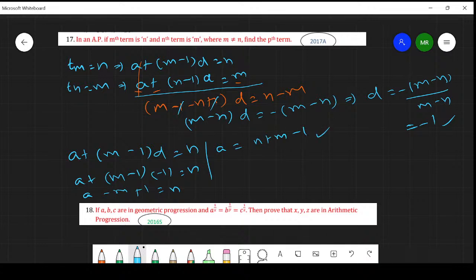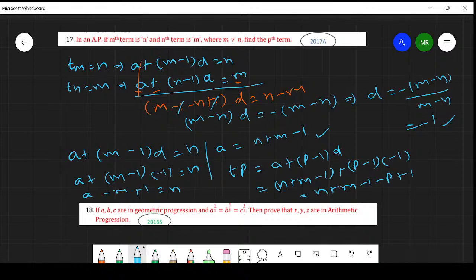They are asking for the pth term. I want Tp, so I write a plus (p minus 1) into d. The value of a is n plus m minus 1, plus (p minus 1) into d, where d is minus 1. So this will be n plus m minus 1 minus p plus 1. Now I can eliminate minus 1 plus 1, so your answer will be n plus m minus p. That is your required answer.